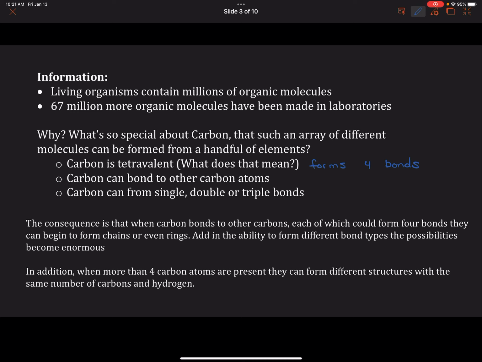The consequence is that when carbon bonds to other carbons, each of which could form 4 bonds, they can begin to form chains or even ring structures. When we add in the ability to form different bond types, so throw in our single bonds, our triple bonds, our double bonds, throw in our other different types of atoms, the possibilities become enormous. In addition, when more than 4 carbon atoms are present, they can also form different structures with the same numbers of carbons and atoms. And when we get different structures, we're going to see in this chapter, it's going to result in different properties.